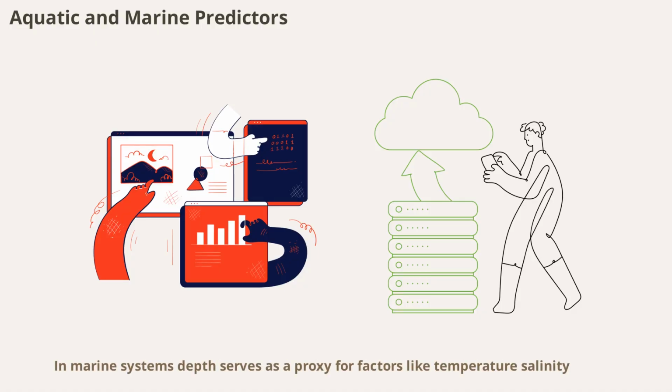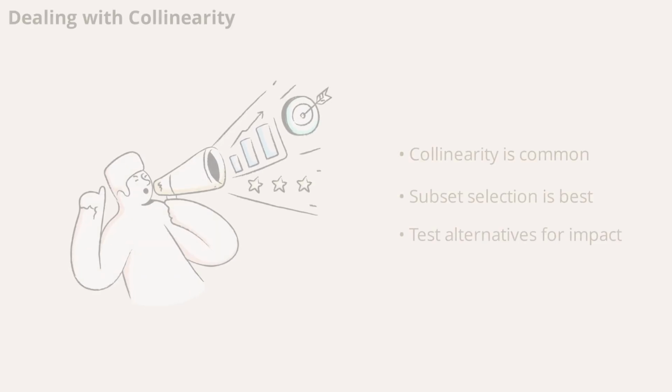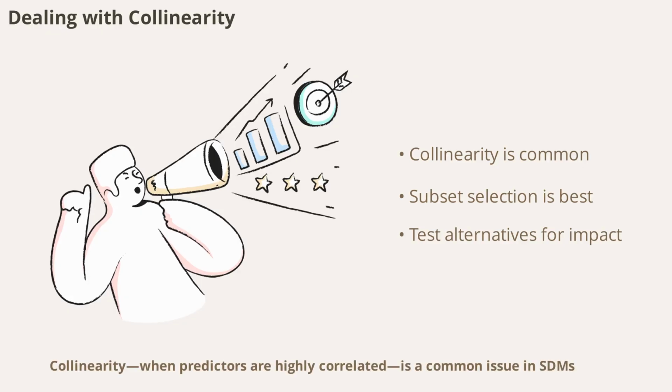In marine systems, depth serves as a proxy for factors like temperature, salinity, and light. Other important marine predictors include productivity, tides, and dissolved oxygen. As more global and regional datasets become available, SDMs for aquatic and marine species are becoming increasingly sophisticated. Collinearity, when predictors are highly correlated, is a common issue in SDMs. While it may not be problematic for interpolation within the sampled range, it can cause problems when projecting to new times or places. Best practices include selecting a subset of predictors based on ecological knowledge, literature, or exploratory analysis, and testing alternative choices to assess their impact on model output.